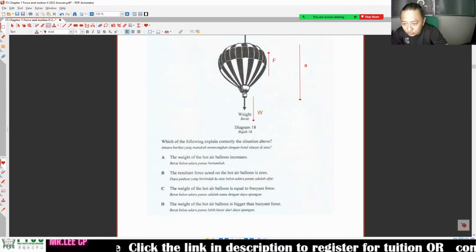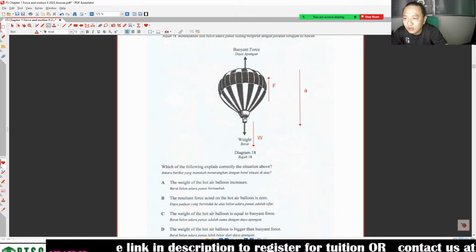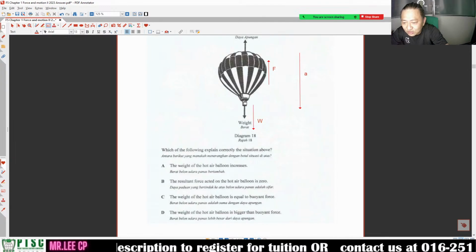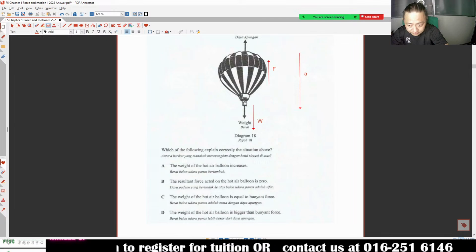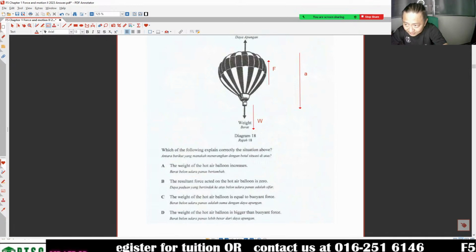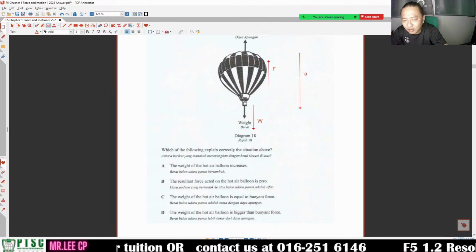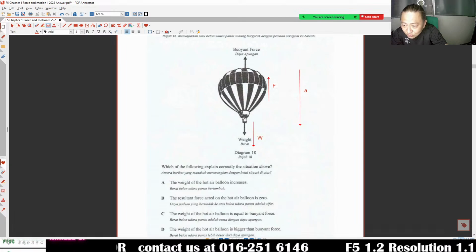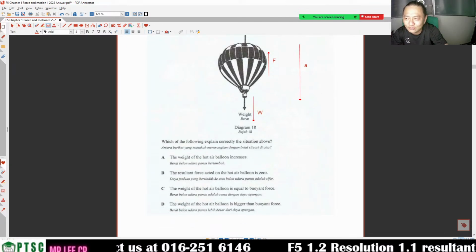A. The weight of the balloon increases. Yes or no? B. The resultant force acting on the hot air balloon is 0. Correct or not? 0 means you still accelerate? No. C. The weight of the hot air balloon is equal to the buoyant force. If weight is equal to buoyant force, then how can you accelerate down?